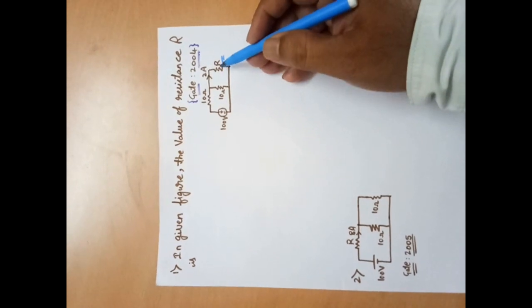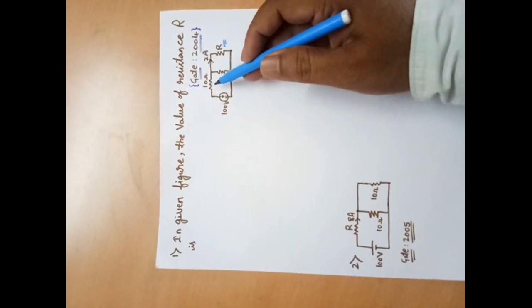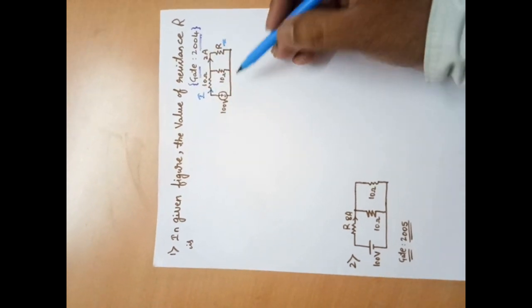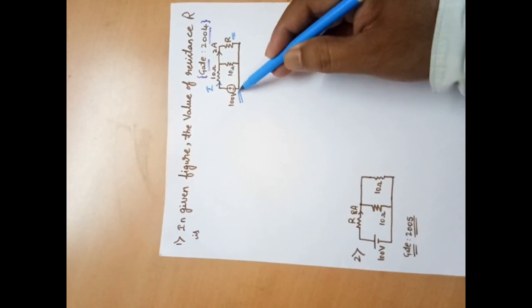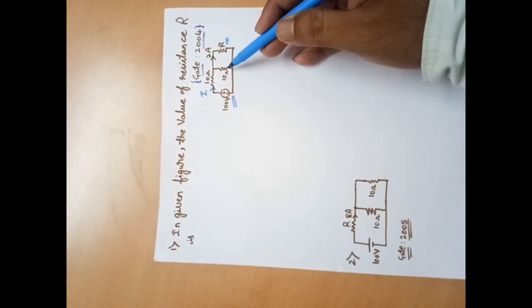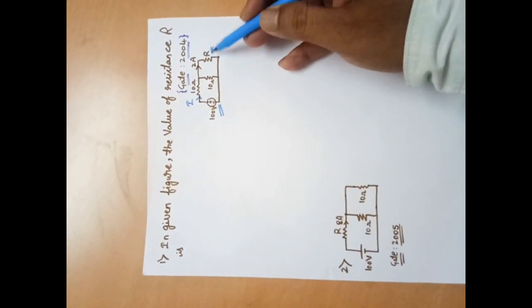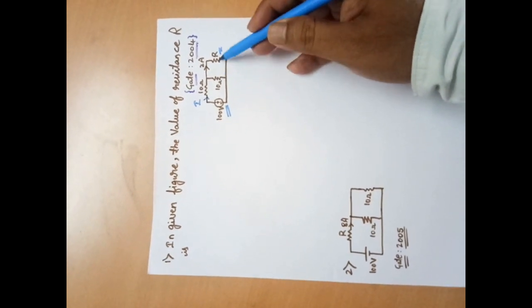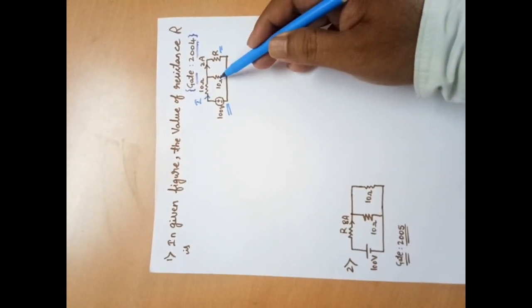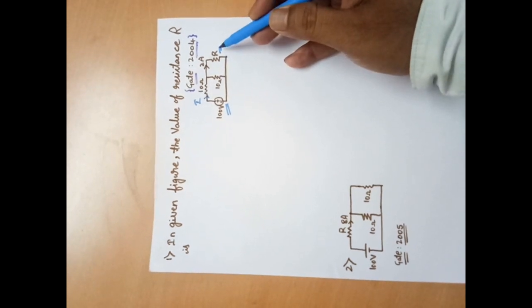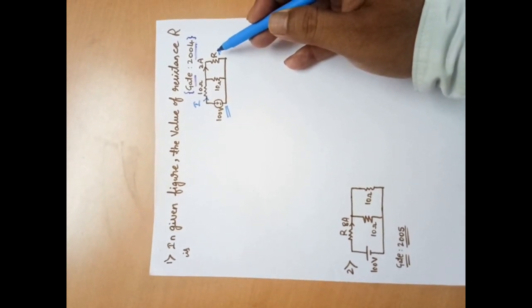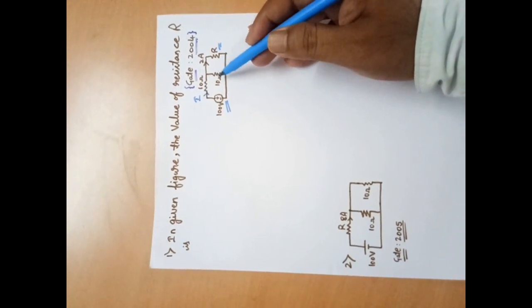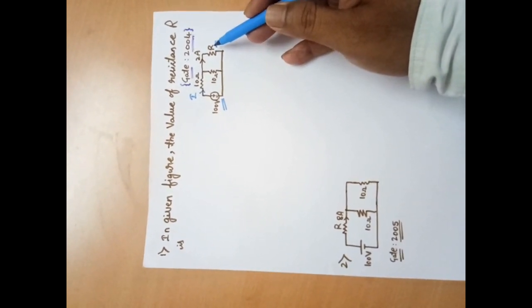Here the current flowing through this branch is 2 amps. We don't know the current flowing through this branch, so let me name it I. This is a 100 volt supply, a 10 ohm resistance, and another 10 ohm resistance. To find the value of R, we know these two are parallel to each other, so whatever voltage I get here, I will get the same voltage here. The voltage in this part can be given as V equal to I into R. We know I, we just need to find R, so if we find the voltage here, we can find the value of R.